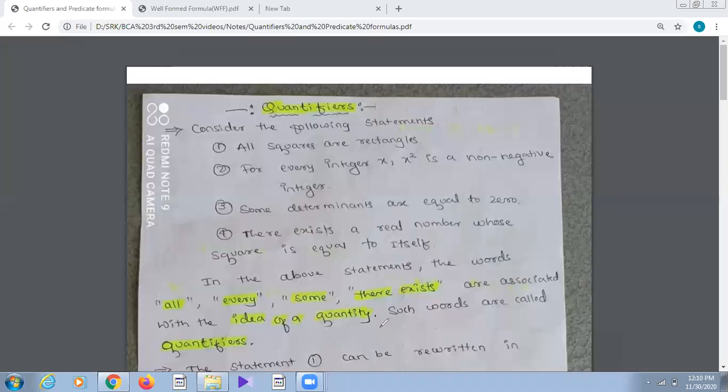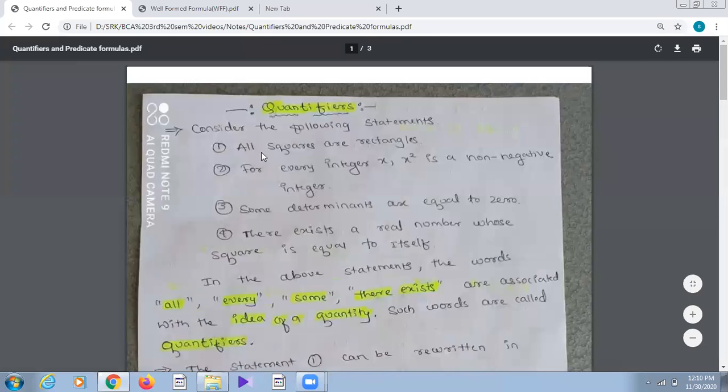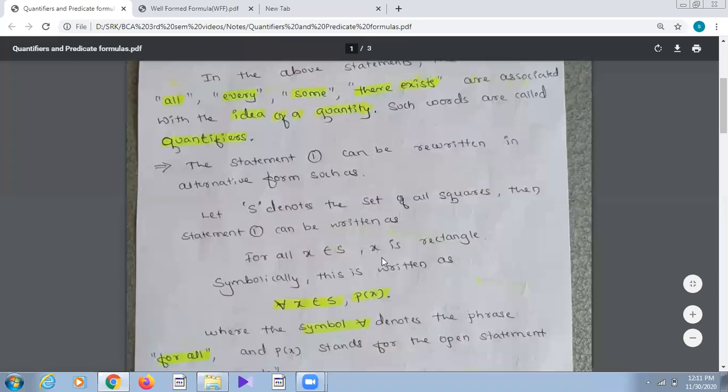There are two types of quantifiers: the universal quantifier and the existential quantifier. Now, how will these example statements be written symbolically? Statement 1: all squares are rectangles. This statement can be written in symbolic form as: for all x belonging to S, where S denotes the set of all squares.